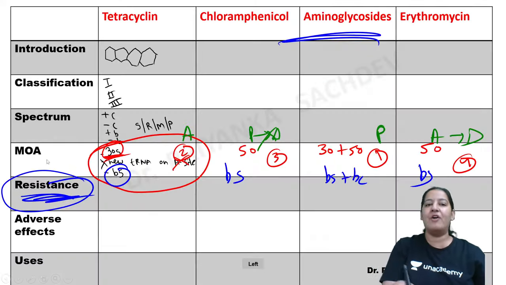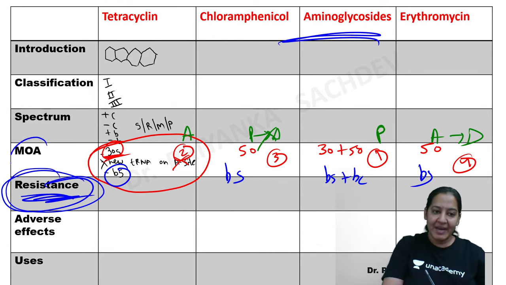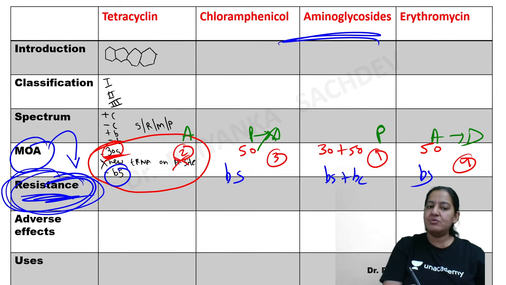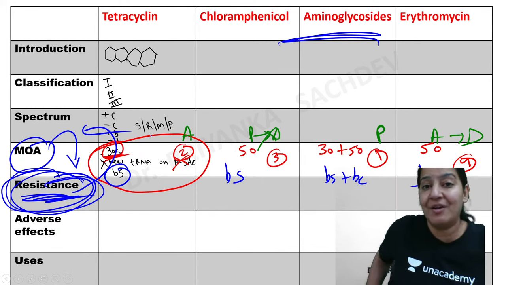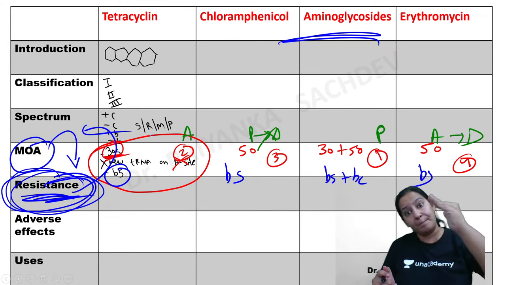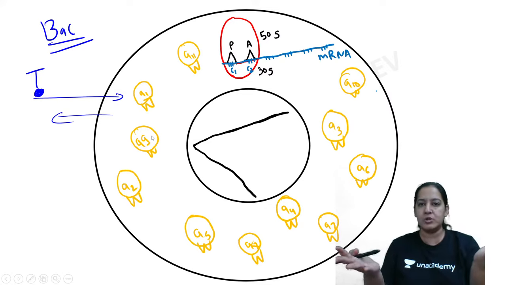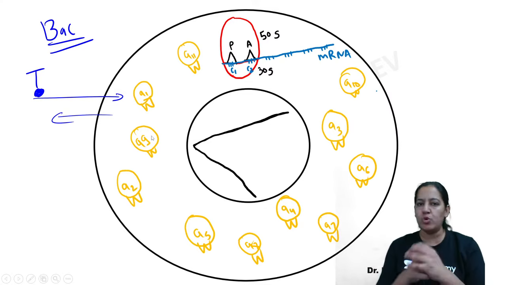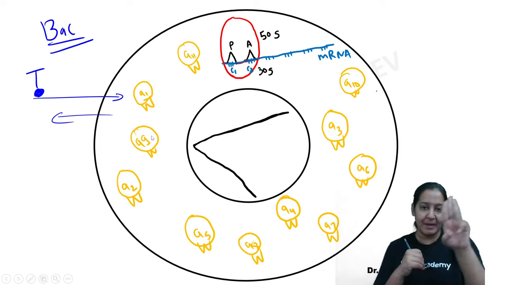So first understand the meaning of resistance. What is resistance? Bacteria will oppose this action. Mechanism of action is what tetracycline is doing on the bacteria. Resistance is what bacteria is doing on the tetracycline. You got my point. Mechanism of action of the drug is what drug is doing on the bacteria. But resistance is what bacteria is doing on the drug. No one wants to die. So bacteria is also a creature. Bacteria also do not want to die. Bacteria also want to divide. So bacteria will oppose the action of tetracycline by 3 mechanisms.